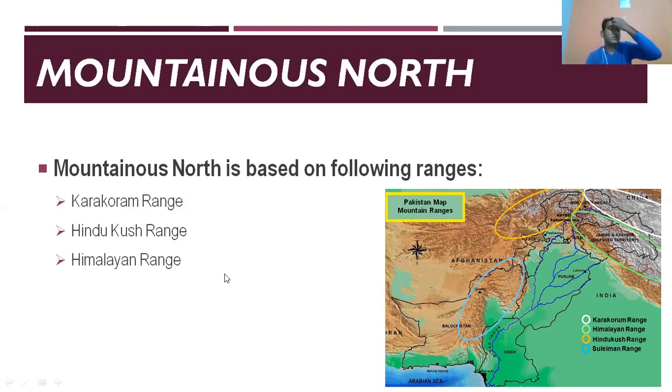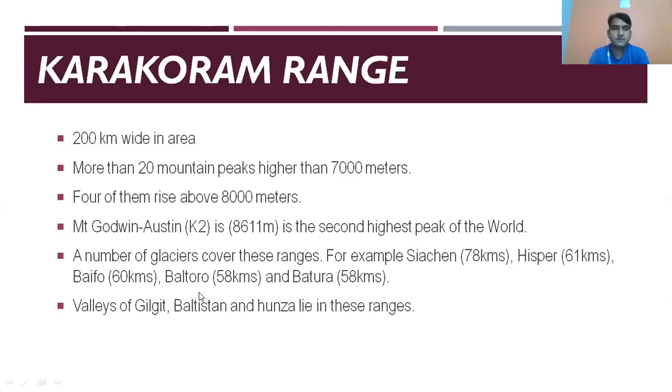Another thing I want to tell you: sometimes these ranges, like Karakoram, Hindukush, or Himalayas, are collectively called the Himalayas. Usually people call them the Himalayas, because we take it that these are the mountains. However, the Himalayas is a third range, which is in the northeast of Pakistan. So we'll see them individually.